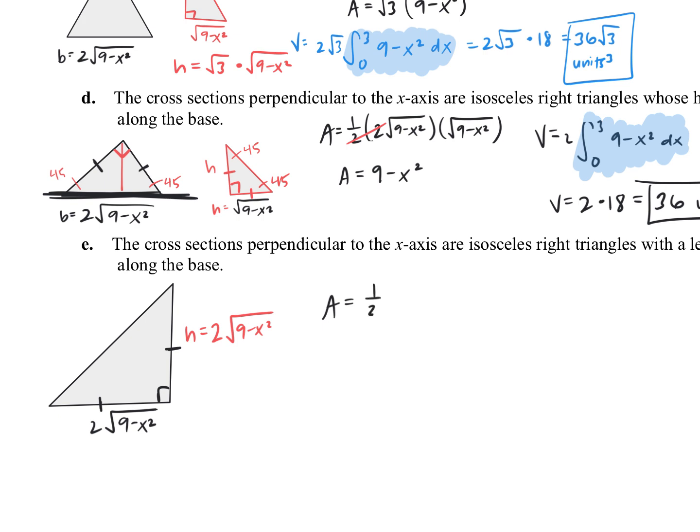Cool. So now my area is 1/2 base times height. So 1/2 times 2 times the square root of 9 minus x squared, times 2 times the square root of 9 minus x squared. So that goes away, and I'm left with now 2 times 9 minus x squared.